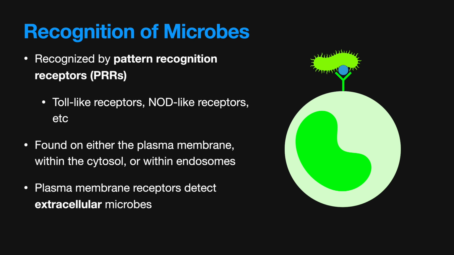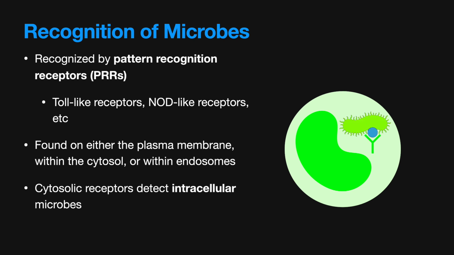The two main categories of PRRs are toll-like receptors and nod-like receptors. These receptors are found on the plasma membrane, within the cytosol, or within endosomes, depending on their type. Plasma membrane receptors detect extracellular microbes within the interstitium. Cytosolic receptors detect any intracellular pathogens, and finally, the endosomal receptors detect ingested microbes after phagocytosis.